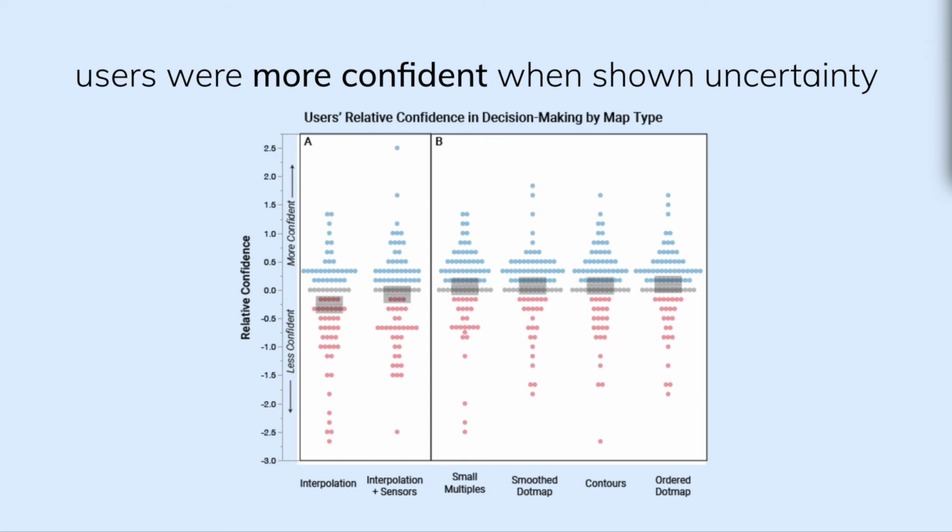And another result is that users were also more confident in their answers when they were interpreting one of these uncertainty maps. And one possible reason for this is that people had to consider their decisions more carefully when they were making sense of this uncertainty information. They spent more time thinking about it, and therefore they felt more confident in their decision.